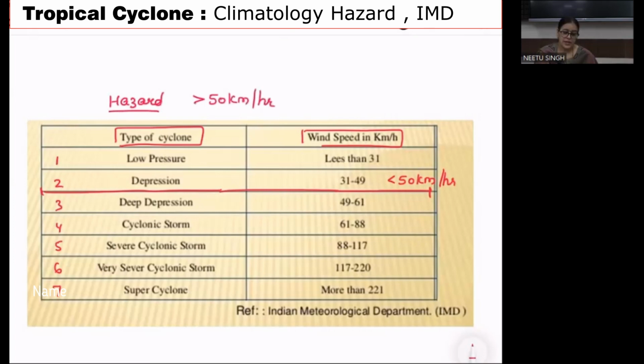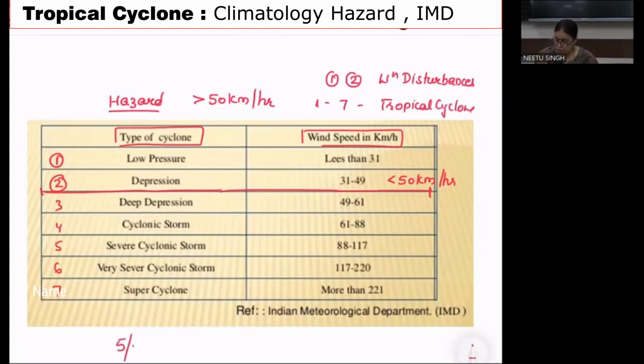Hand raise करो. इसलिए हम क्या कह रहे हैं? 1 and 2 can be both western disturbances, which IMD says is temperate cyclone, and 1 to 7 is tropical cyclone. तो मतलब हर tropical cyclone hazard नहीं होता. कौन सा tropical cyclone hazard होगा? 5 out of 7. Deep depression, cyclonic storm, severe cyclonic storm, very severe cyclonic storm and super cyclone.